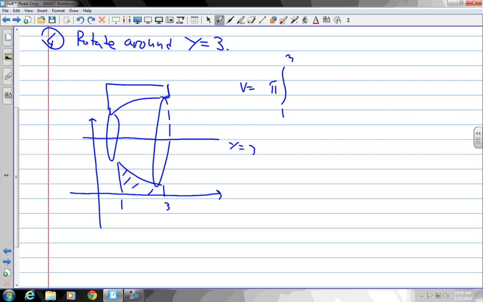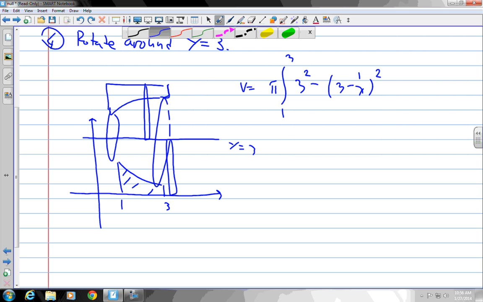So we just have to decide what is our bigger radius and what is our smaller radius. Right, so the 3 squared is our bigger radius, right? This thing is always going to be 3. So it's 3 squared minus, what is the smaller radius? Right, because again, we're looking at the length of this guy, so it's whatever the difference between the horizontal and the curve. So it's 3 minus 1 over x, also squared, dx.